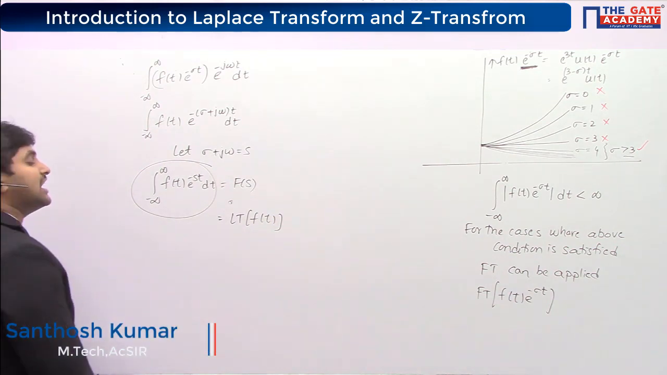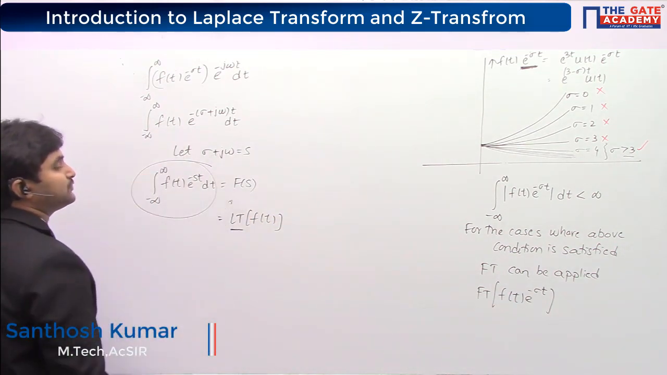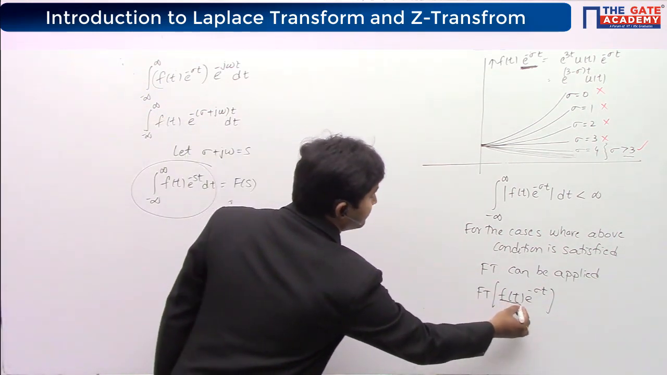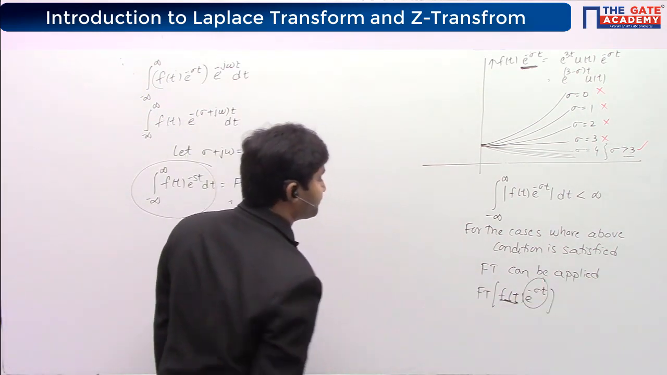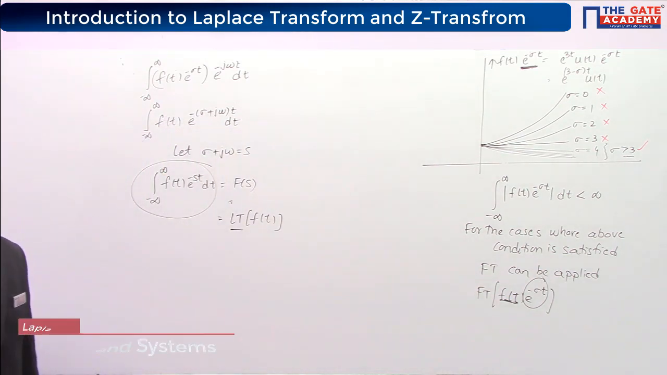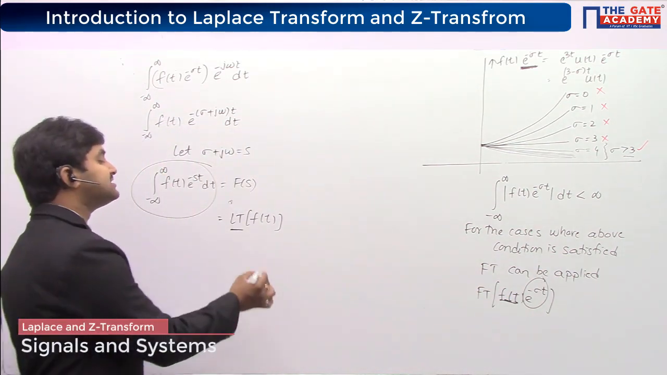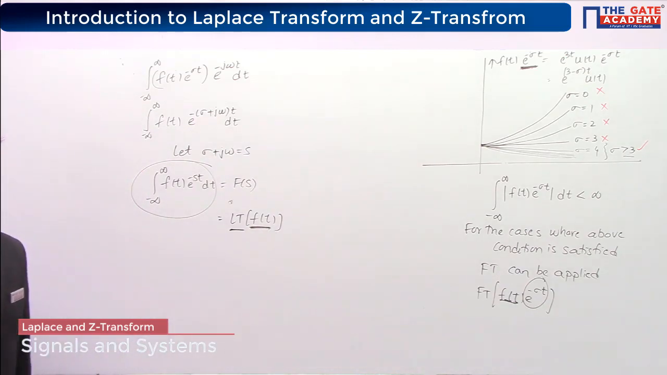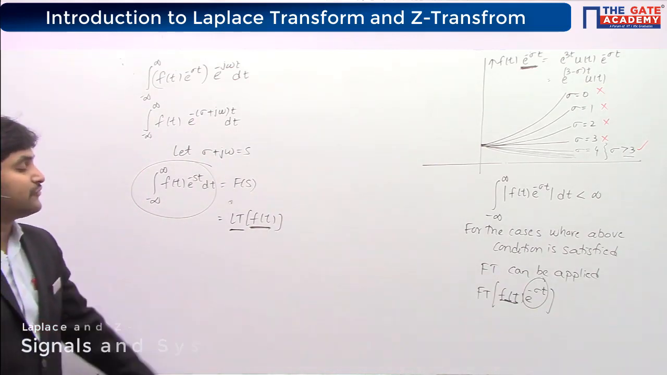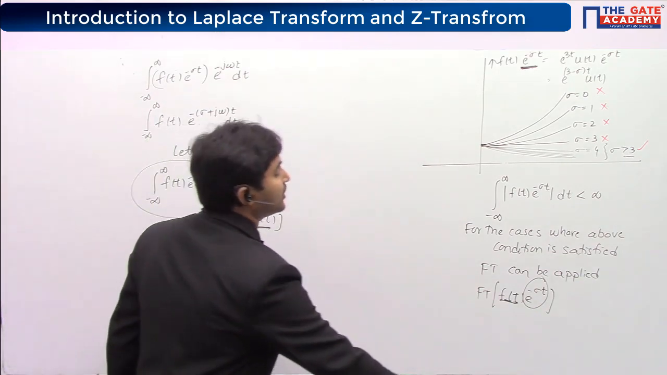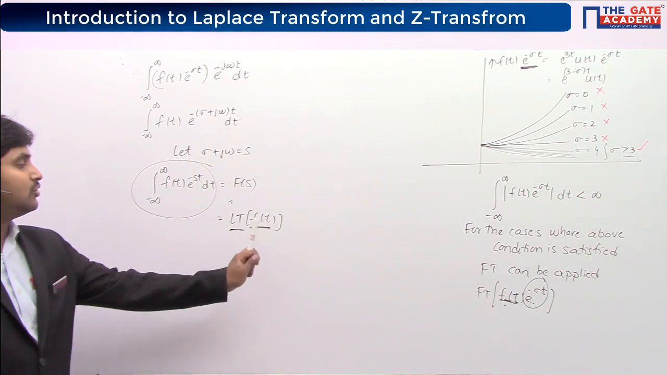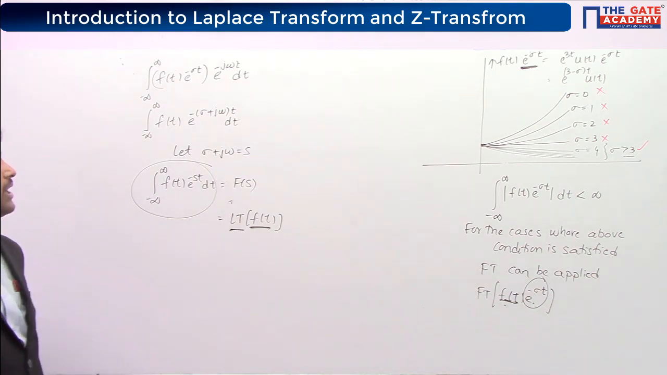So what is the relation between Laplace transform and Fourier transform? It is simply the Fourier transform of f of t multiplied by the damping factor. The Fourier transform of f of t multiplied by the damping factor is nothing but the Laplace transform of the function f of t. Whenever you are considering a Laplace transform, you have to multiply your function f of t with the damping factor e power minus sigma t. That is what is going to give you the Laplace transform f of s.